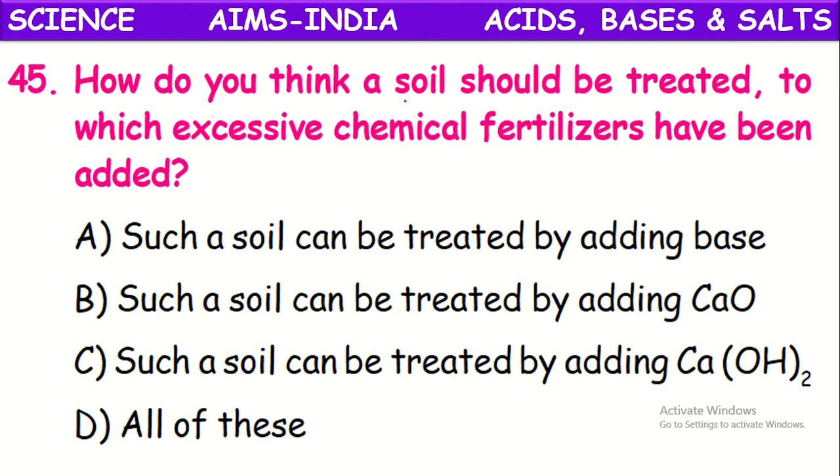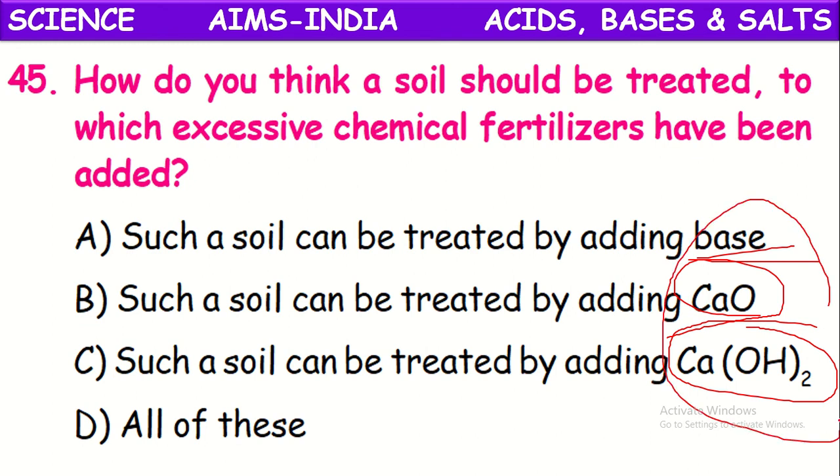So first let us see here. The soil has excess chemical fertilizers, so it will be more acidic in nature. As the soil is acidic, we have to add certain bases which can neutralize it. If you observe, these three contain bases only. Calcium oxide is also a metallic oxide, which is called a base, and calcium hydroxide is also a base. So these three are bases. When you add base to the soil which has excess fertilizers, they will react with them and neutralize them. So now what will be the correct answer? These all are correct.